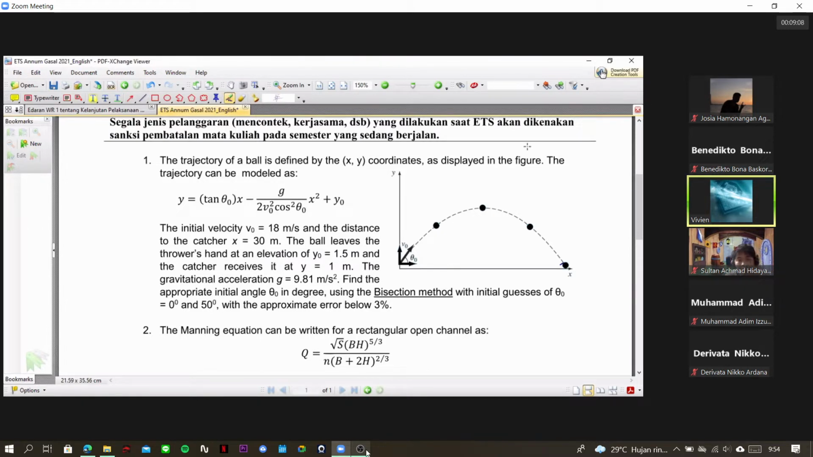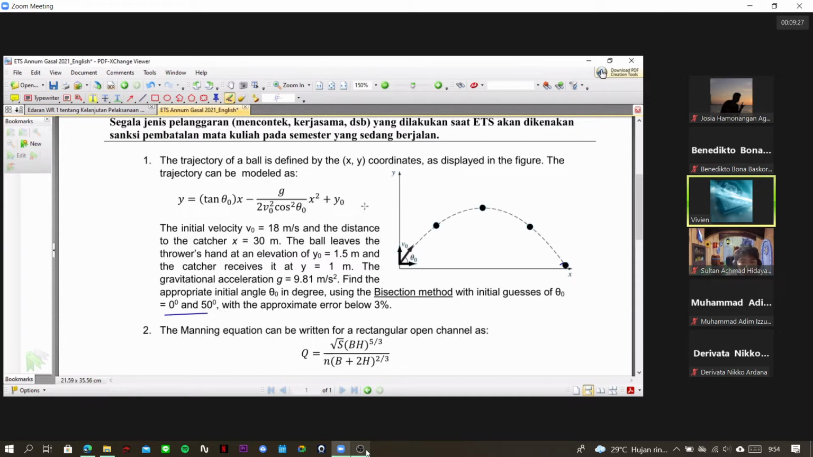And here the question is: find the appropriate initial angle theta 0 in degrees using the bisection method, with the initial bracket for theta already known. So we have the limits already for the bracket, and we want to do the calculation with an approximate error of up to 3%.